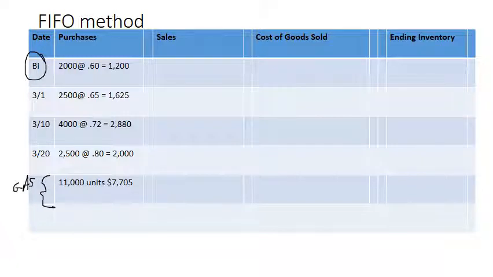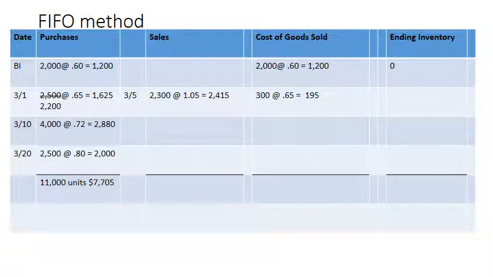So if you remember what our inventory formula is, it was beginning inventory plus purchases equals goods available for sale, minus cost of goods sold equals ending inventory. So that's all it's showing you here. So we have a total of 11,000 units available, and the total cost of those 11,000 units is $7,705. So each of the purchases, I just did the extension on these.